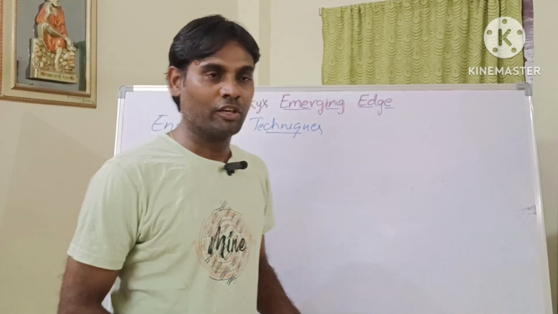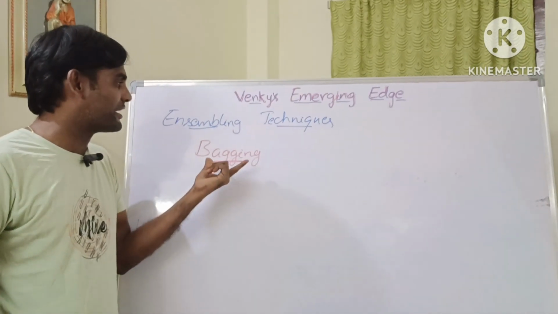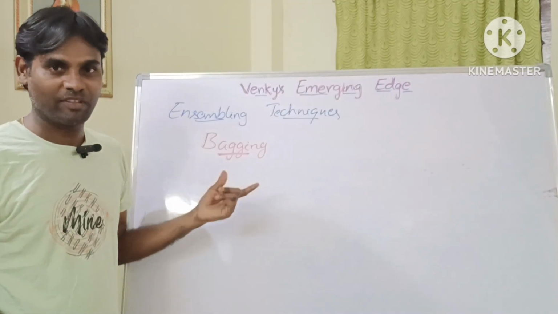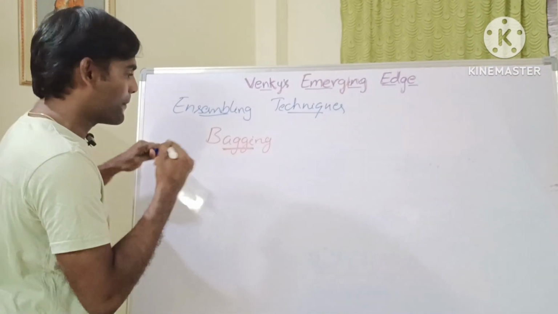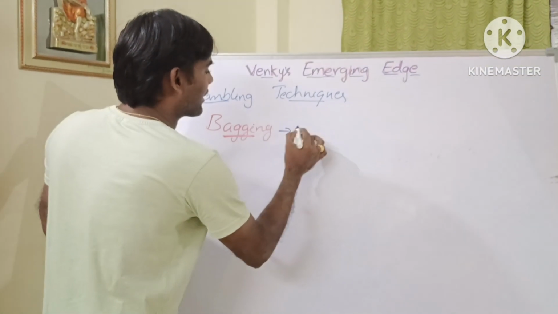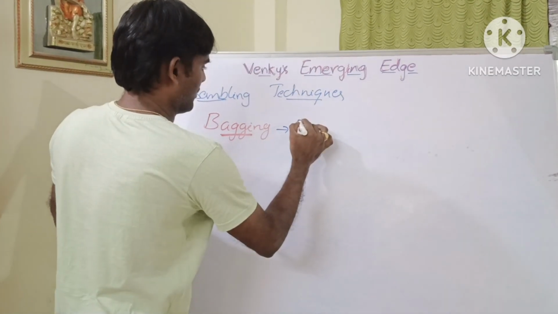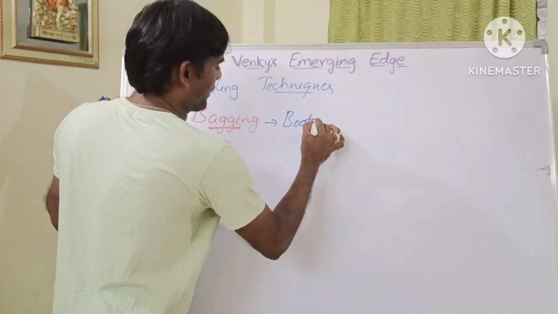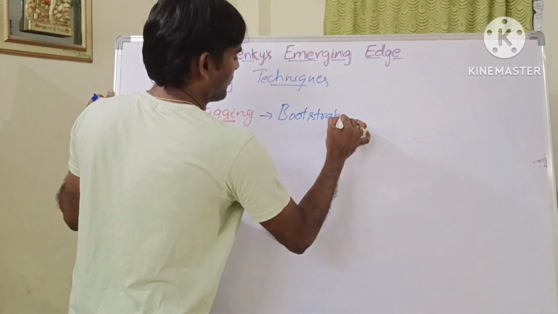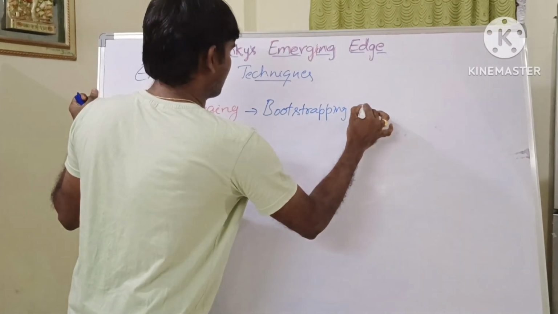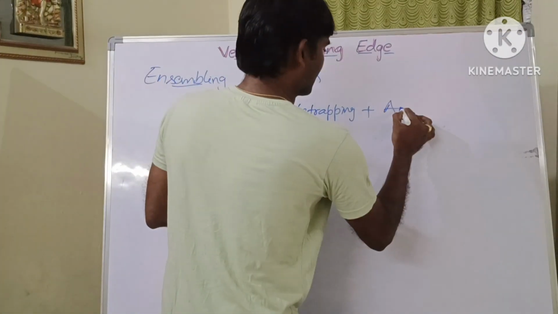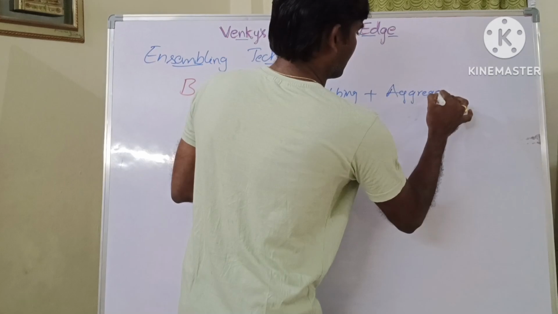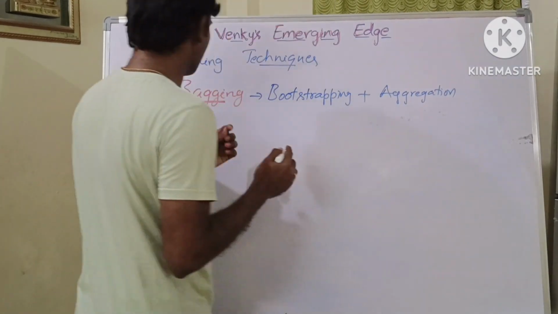So this is Venkatesh. Today we are mainly focused on one of the techniques of ensembling: bagging. What is the full form of bagging? Bagging is nothing but bootstrapping aggregation. Is it clear? It is one of the ensembling techniques.